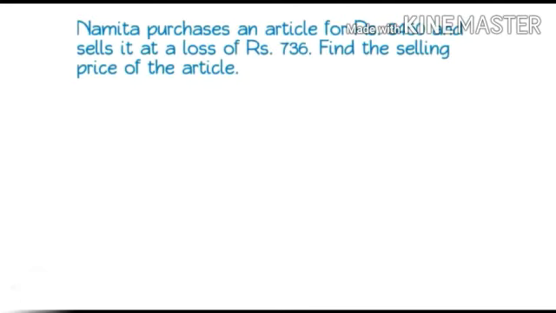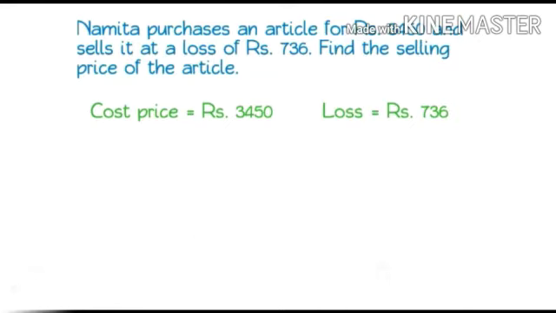Namita purchases an article for rupees 3400 and sells it at a loss of 736 rupees. Find the selling price of the article. Given that cost price is 3450 rupees and loss is 736 rupees.